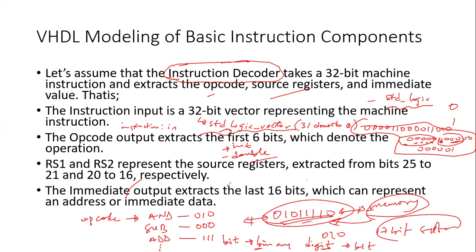Then the immediate output extracts the last 16 bits. So we now count the last 16 bits, which can represent an address or immediate data. So this is just a simple illustration, and then we'll say we have a 32-bit instruction decoding machine.